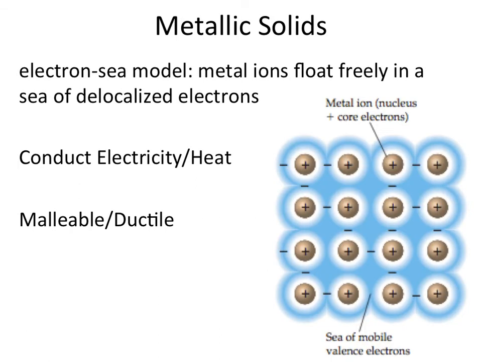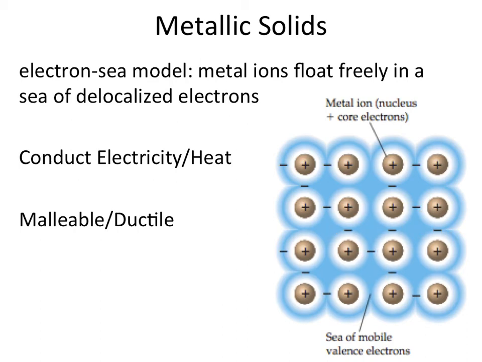So metallic solids basically are characterized by the electron sea model. We could also look at it with respect to molecular orbital theory, but that's outside of the focus of this class. So the electron sea model basically just says that we have metal ions, okay, that are basically free floating within a sea of delocalized electrons.